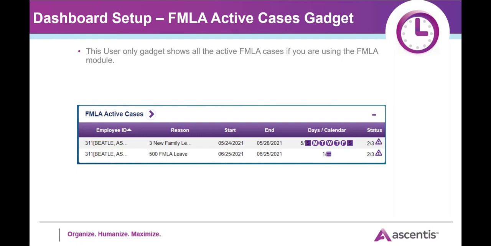Based off of how many different tasks this FMLA case has, it'll tell you how many have been completed. The exclamation point next to it says that something's overdue. And then you can click on any of these cases and it'll launch into that full page so you can see exactly what's going on.